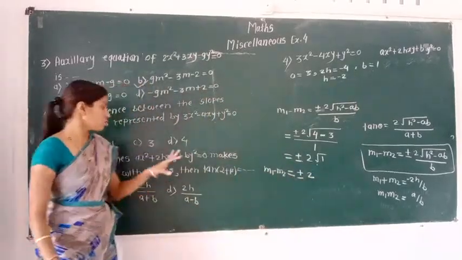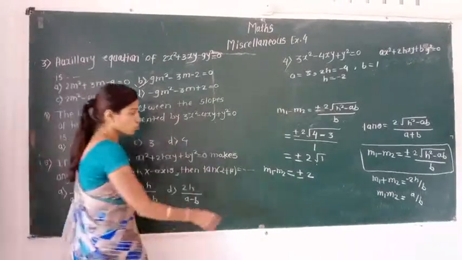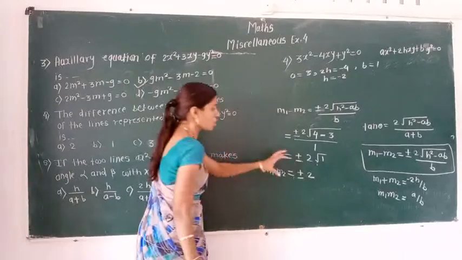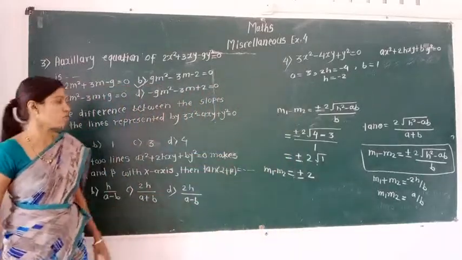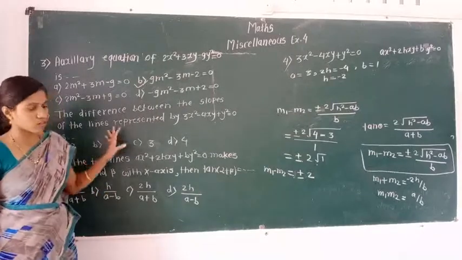But see all those options. In the options, no negative value is given to us. So take the positive value of the difference between slopes, which is 2. So A is the correct option of this MCQ.